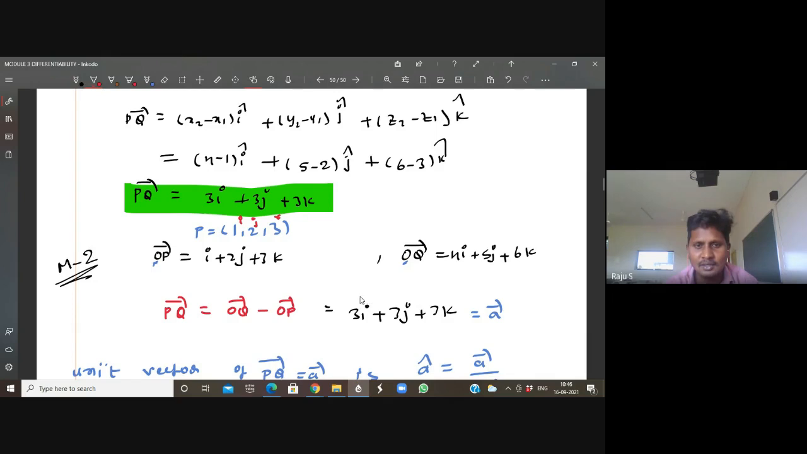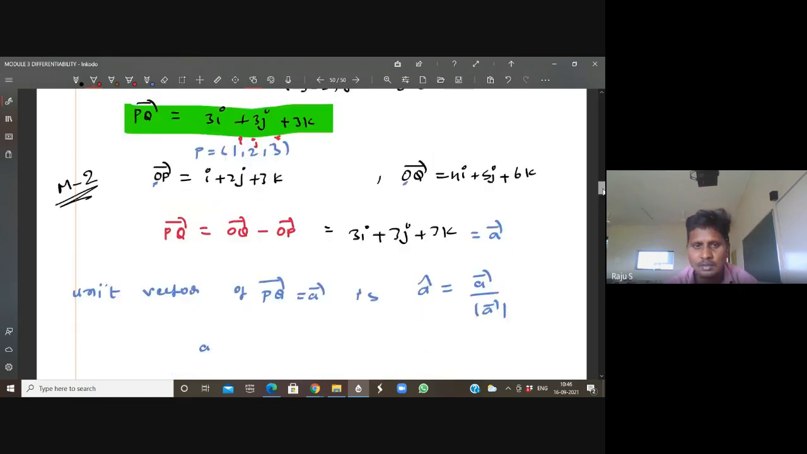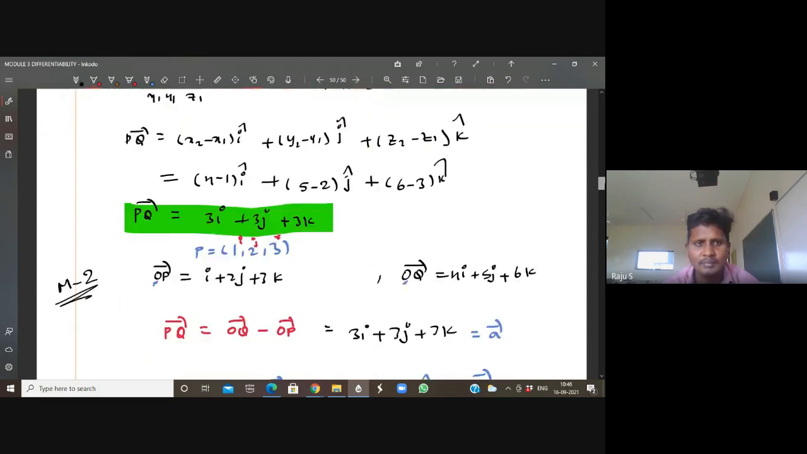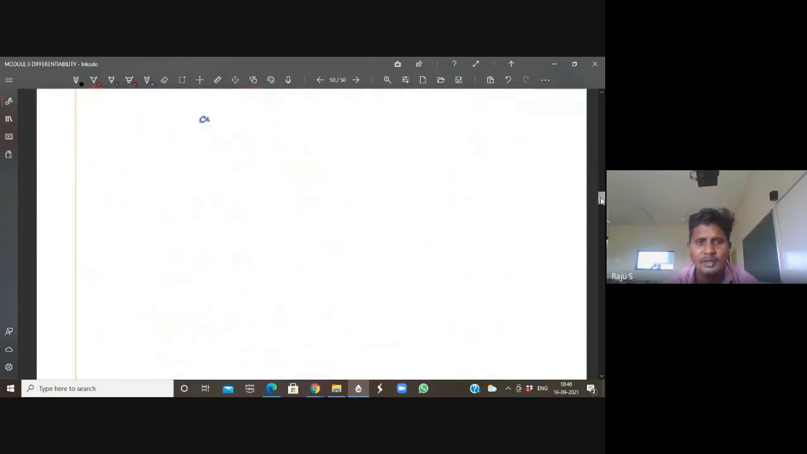Here Q is 4, 5, 6: 4 into I, 5 into J, 6 into K. I'm taking the position vector of the point P as OP. The meaning of that is, when I take the initial point, the starting point O, and for example P, 1, 2, 3, so the origin is 0, 0, 0. This is O, this is P. I want to know this vector, the position vector of the point P with respect to O.